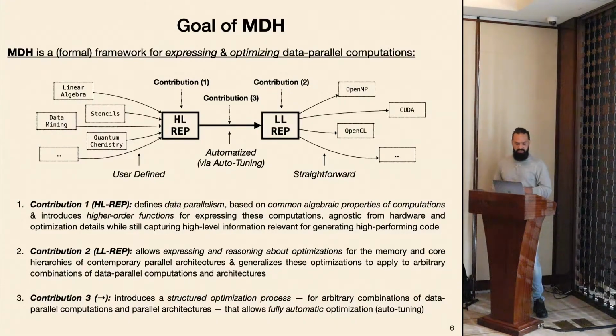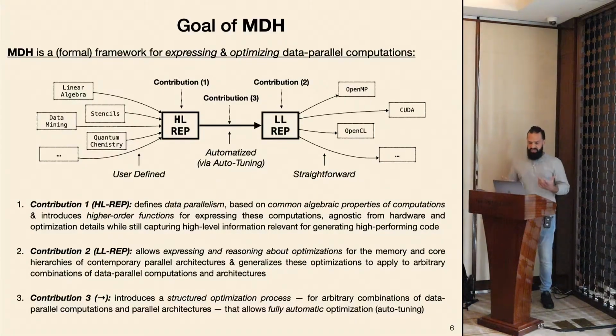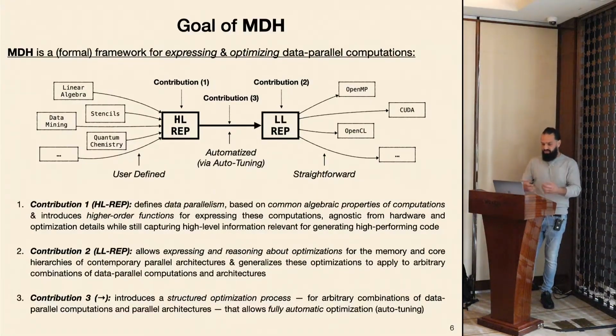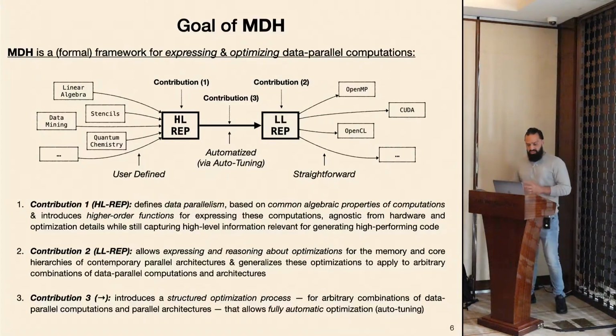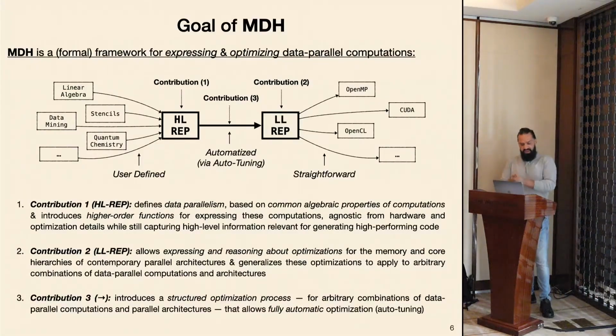Then we have a lot of examples where we say they are considered as data parallel, like matrix multiplications, convolutions, but there was never really a formal definition. So the first thing that we tried is to really clarify what we understand as data parallelism in a formal way here. And maybe more interesting for today, based on the common algebraic properties of these computations, we have defined higher order functions for conveniently and uniformly expressing these kind of computations, fully agnostic of hardware and optimization details, while we still capture in the representation all the information that is relevant for eventually generating high-performing code, for example, in CUDA for GPUs or OpenMP for CPUs, and so on and so forth.